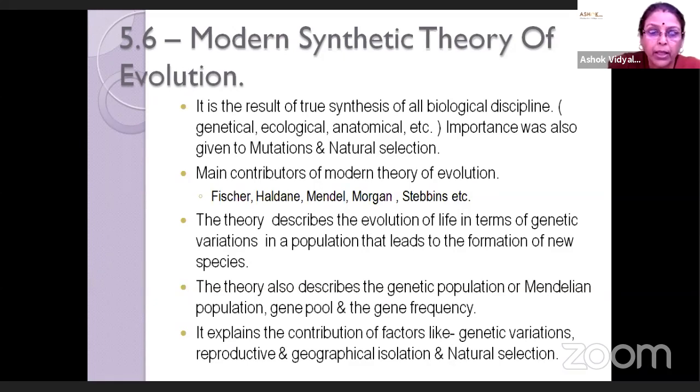There were many. The theory describes the evolution of life in terms of genetic variation in a population that leads to the formation of new species. The theory also describes the genetic population or Mendelian population, gene pool, and the gene frequency. It explains the contribution of factors like genetic variation, reproductive and geographical isolation, and natural selection.